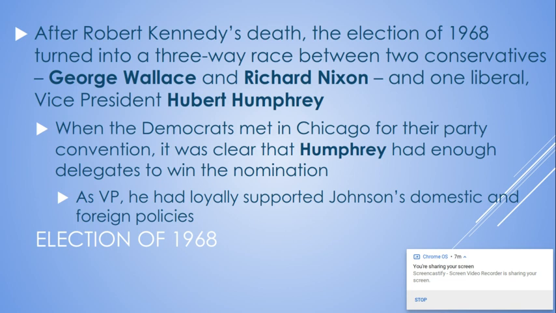After Robert Kennedy's death, the election of 1968 turned into a three-way race between two conservatives, George Wallace and Richard Nixon, and one liberal candidate, Vice President Hubert Humphrey. When the Democrats met in Chicago for their party convention, it was clear that Humphrey had enough delegates to win the nomination. As vice president, he had loyally supported Johnson's domestic and foreign policies.